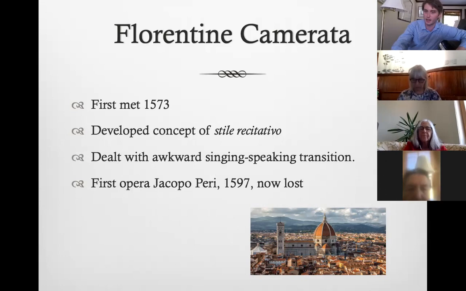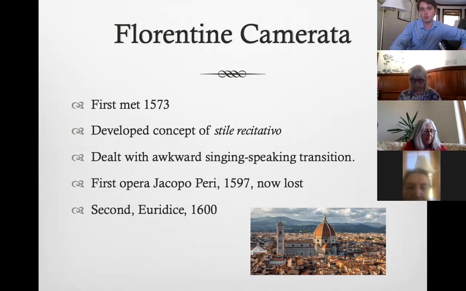The second opera was also by the same composer. Actually, I'm sorry, no, the first opera was Daphne. Daphne was his first opera, also a Greek myth. And then the second opera, 1600, was also by Jacopo Peri, called Eurydice, based on the Orpheus and Eurydice myth. So now we're going to go to the first opera that's sort of frequently performed.